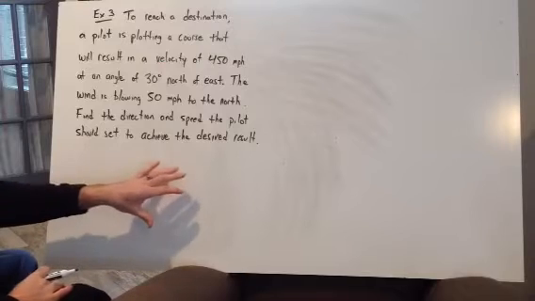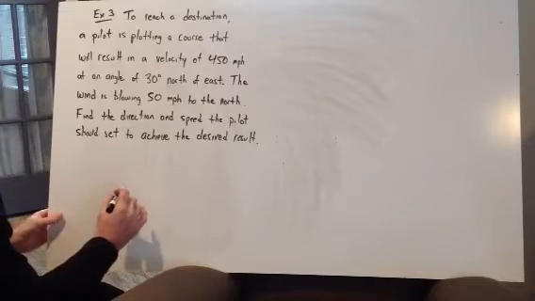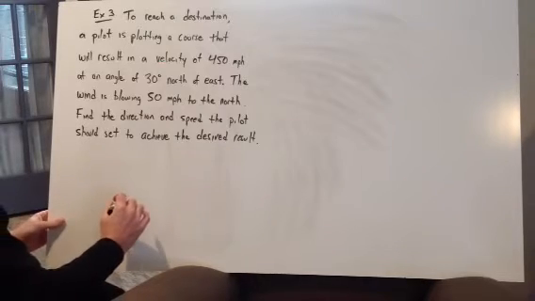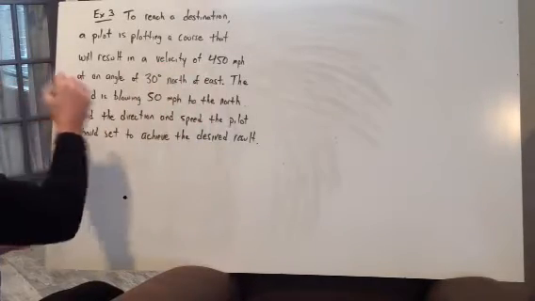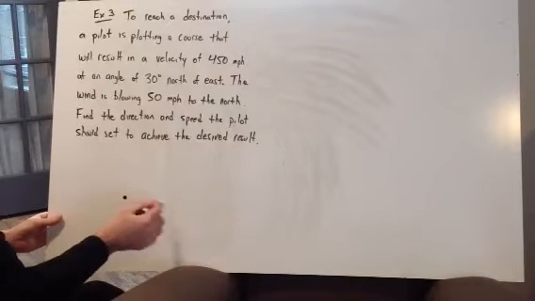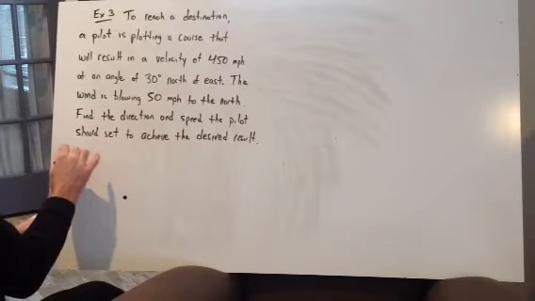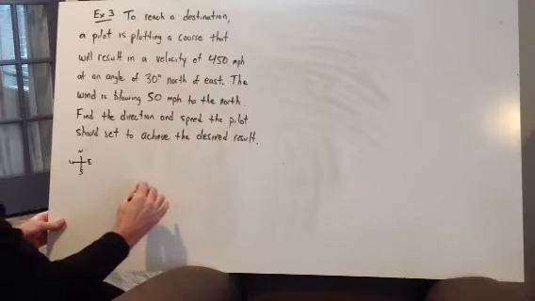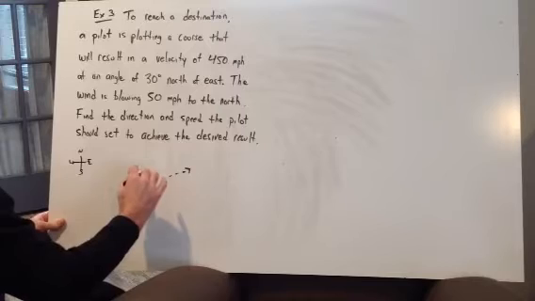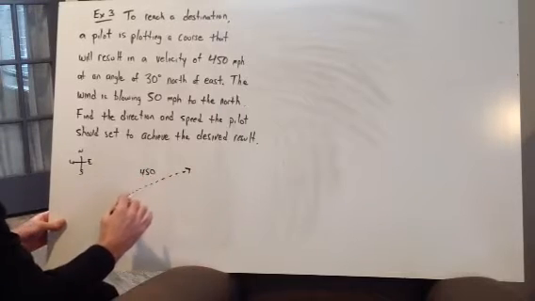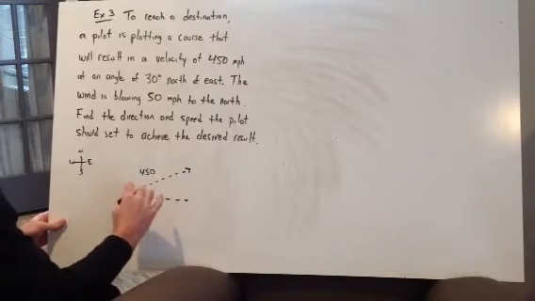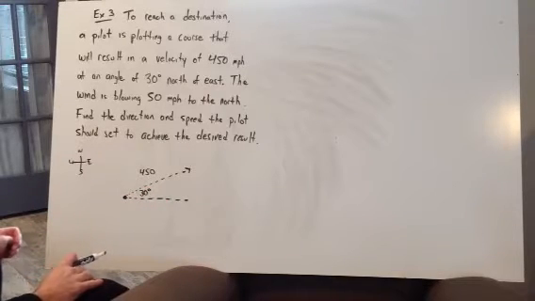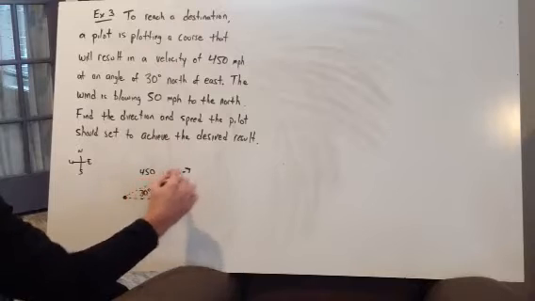Okay, so I'm going to sketch a little diagram of what we got. If this is our starting point, we want to result at 450 at an angle of 30 degrees north of east. North, south, west, east. So 450, 30 degrees north of east. This is where we want to head.